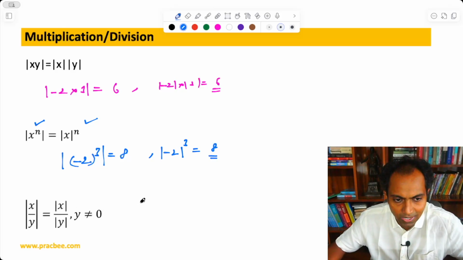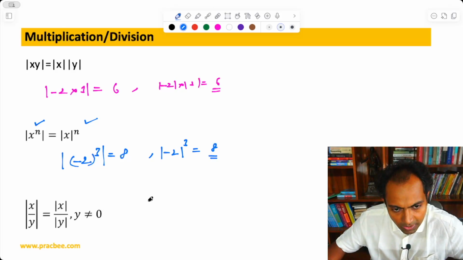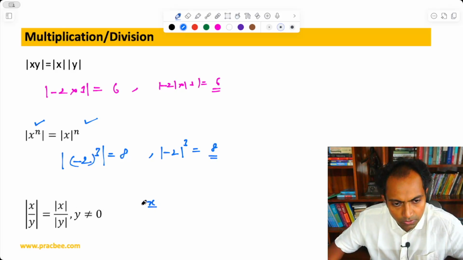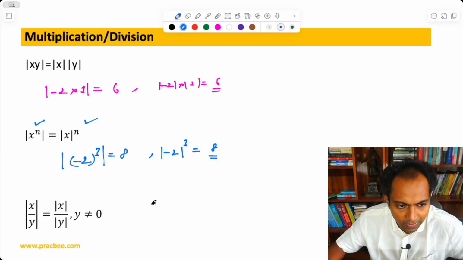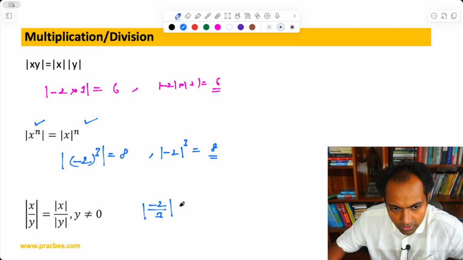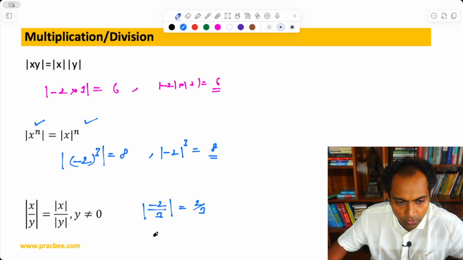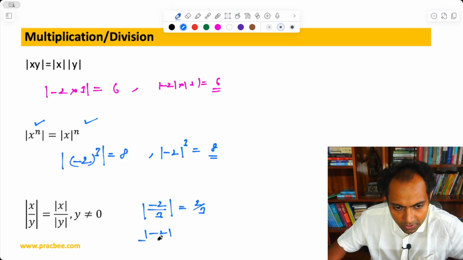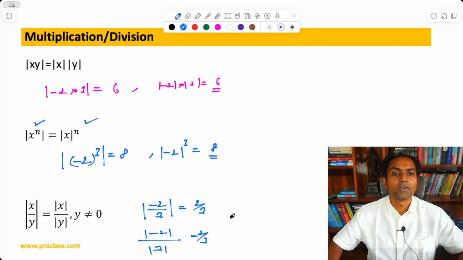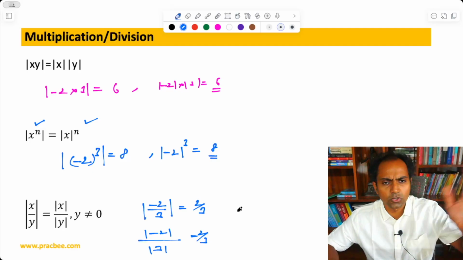The next one is again equally interesting. What is happening is if you have x by y, let us take the value of x as minus 2 and y as 3. If I put a mod over it, the answer is equal to 2 by 3. Whereas if I take mod of minus 2 by mod of 3, the answer is still 2 by 3. Again, very important thing to understand that all of these operations can be done seamlessly.